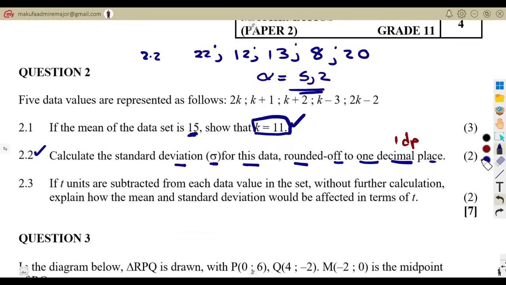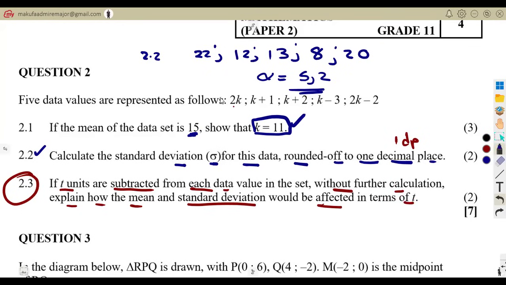All right, so that is it, guys. On question 2.3, if T units are subtracted from each data, from each you subtract T units, you subtract a certain value. In each number that you have there, you subtract the same value, maybe it's 2, you subtract 2, you subtract 2, you subtract 2. Without further calculations, explain how the mean and the standard deviation would be affected in terms of T.